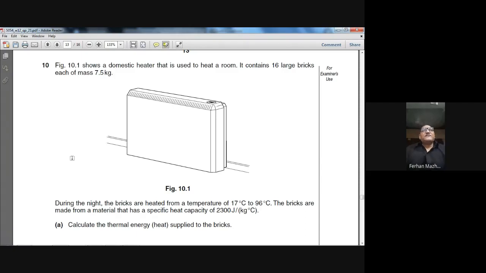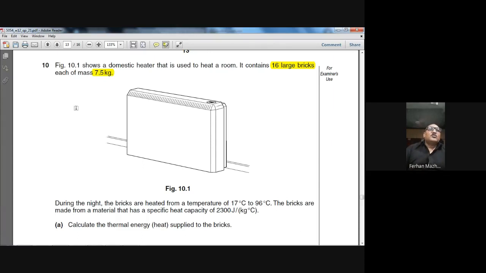Okay, so question number 10. Figure 10.1 shows a domestic heater that is used to heat a room. It contains 16 large bricks, each of mass 7.5 kg. So there are 16 bricks and each brick is of 7.5 kg.